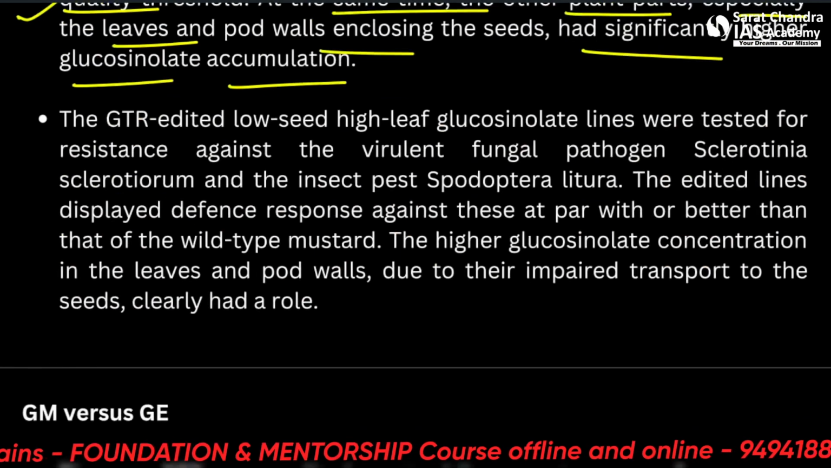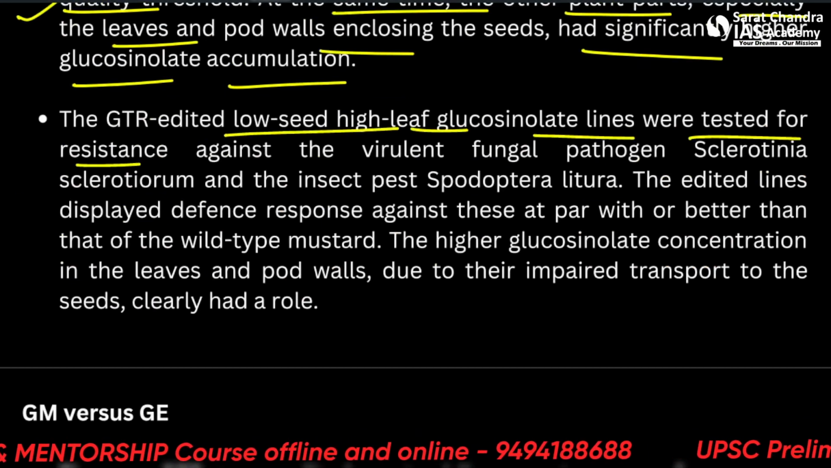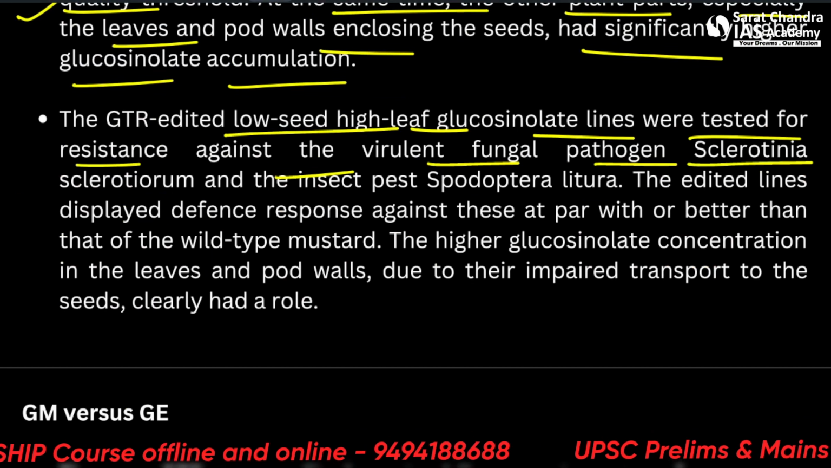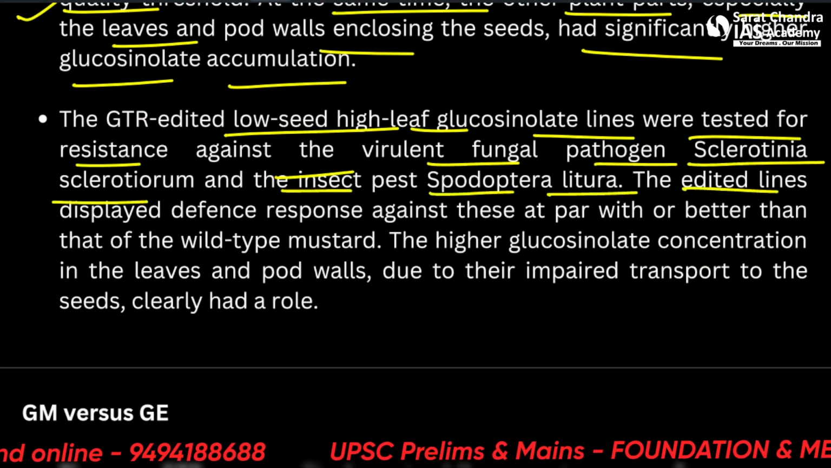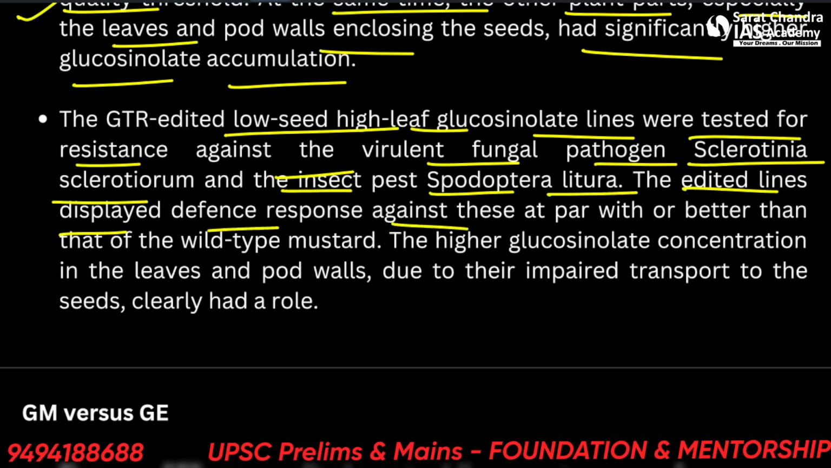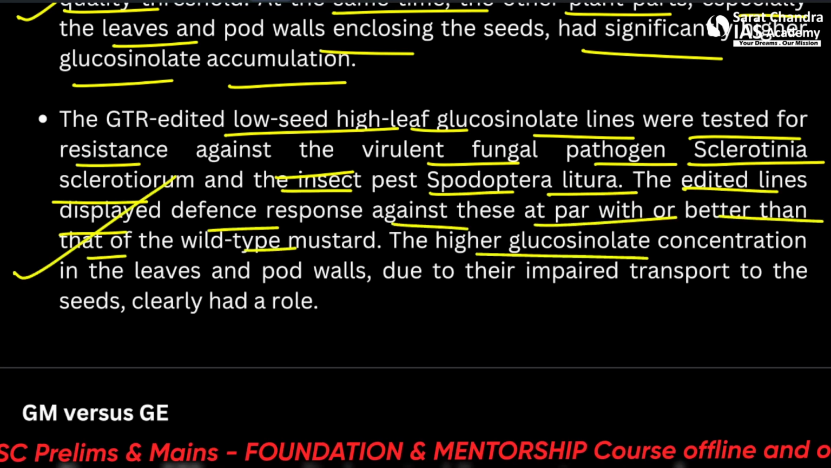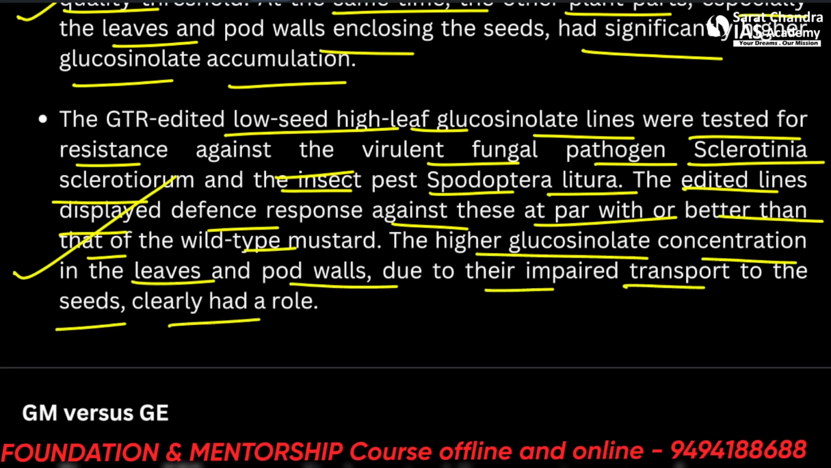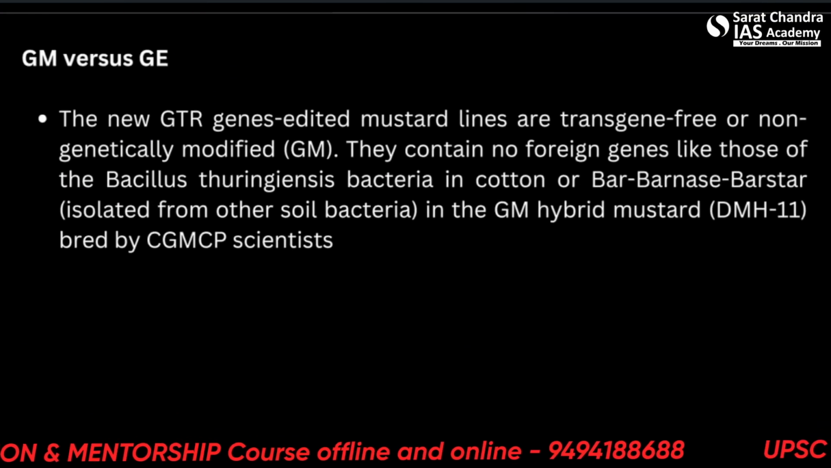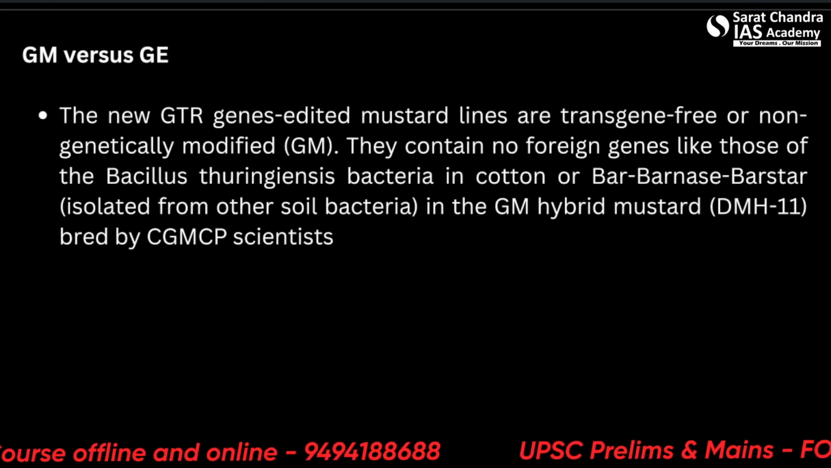Alright. So the GTR edited low seed, high leaf glucosinolate lines were tested for resistance against the virulent fungal pathogen Sclerotinia and the insect pest Spodoptera litura. These edited lines displayed a defense response at par with or better than that of wild type mustard. The higher glucosinolate concentration in the leaf and pod walls, with impaired transport to the seeds, clearly had a role in this. So more pungent smell and more resistance against the pests.